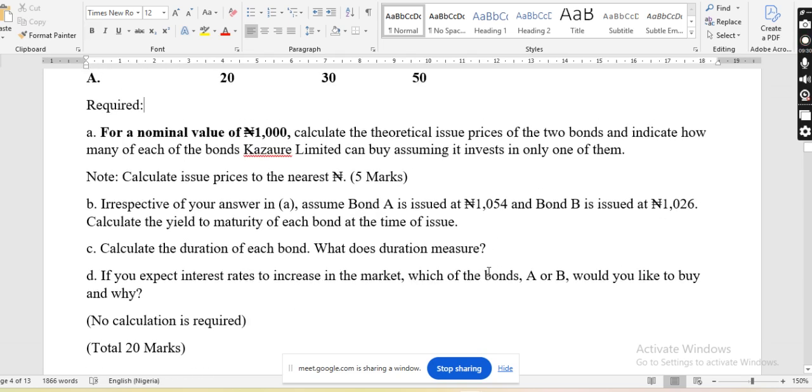Okay. This is how many marks here? Okay, that's fine. So now the next question is: calculate the duration of each bond.